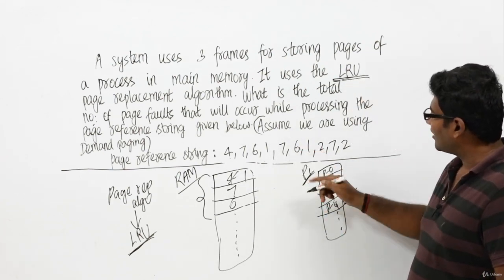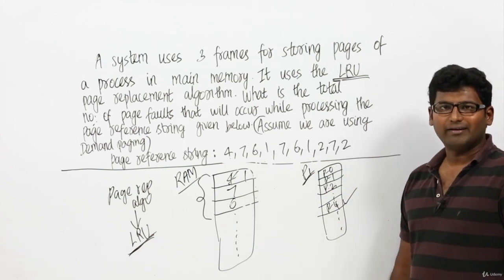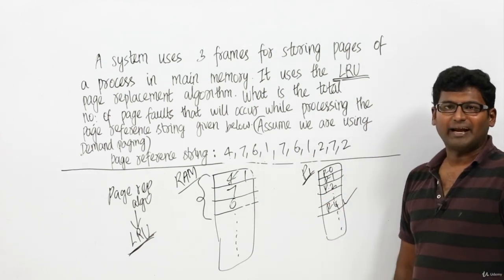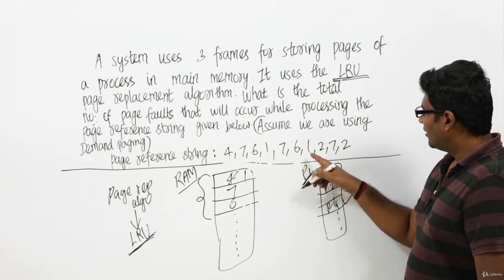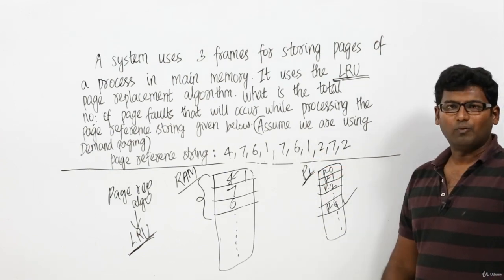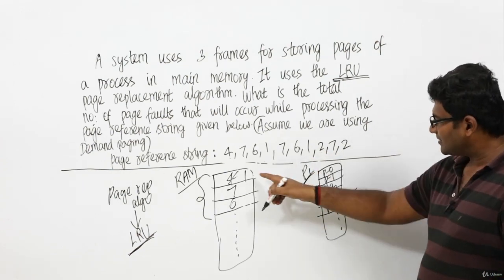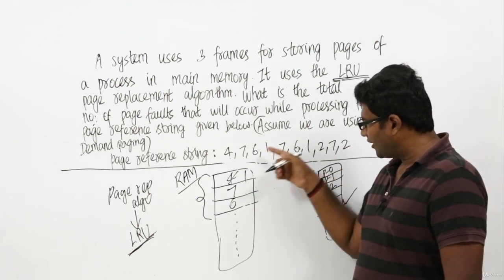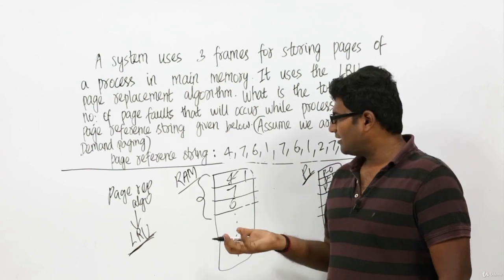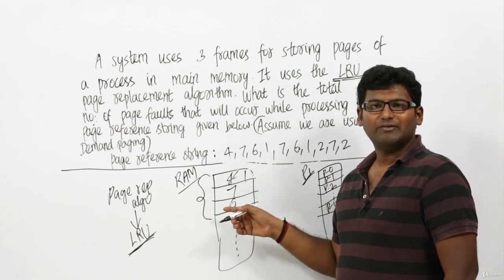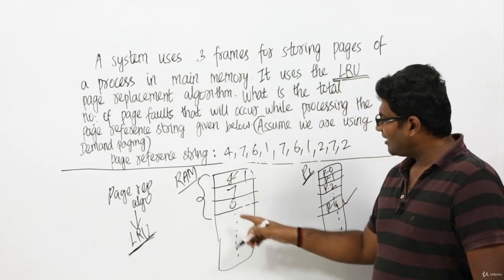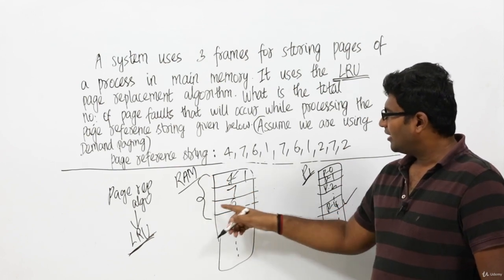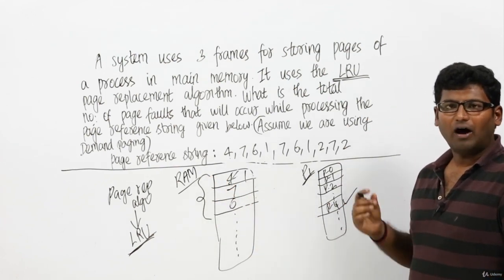Now the CPU is again referring to page number 1. Again, page number 1 is present inside the RAM, right? There is no page fault. Now page number 2 is referred by the CPU. Page number 2 is not present inside the RAM, right? So definitely page number 2 has to be moved into the RAM. But no free frame is present, right? All the frames have been allocated. Only 3 frames are allocated for this process, and these 3 frames are already occupied.